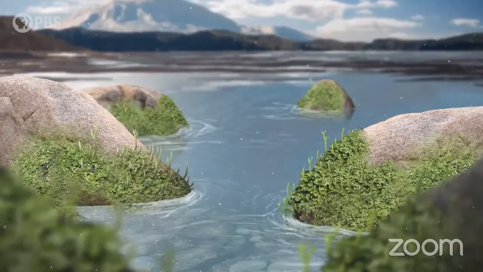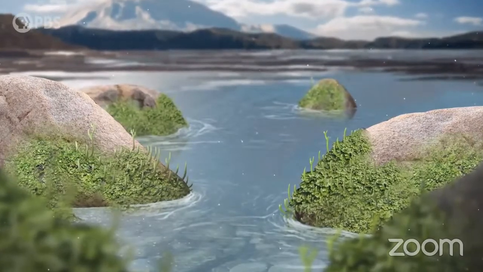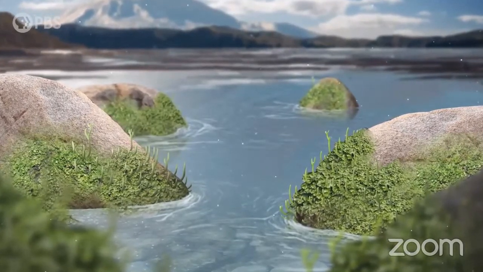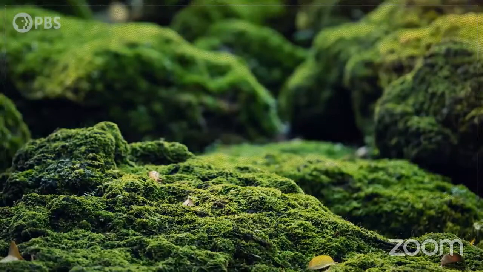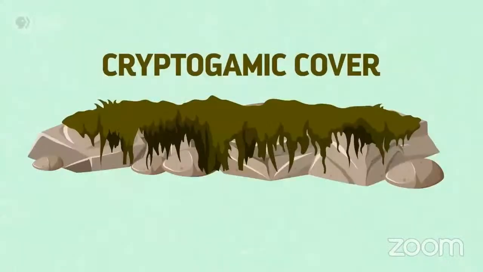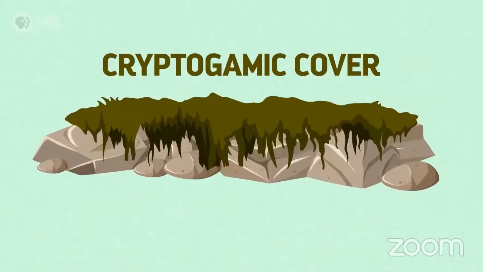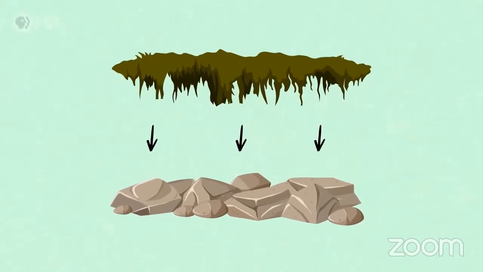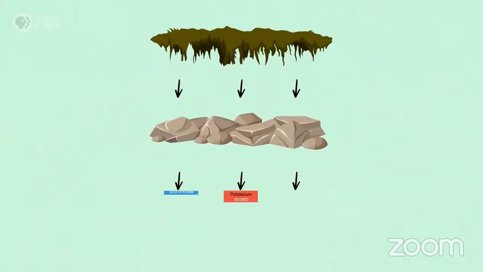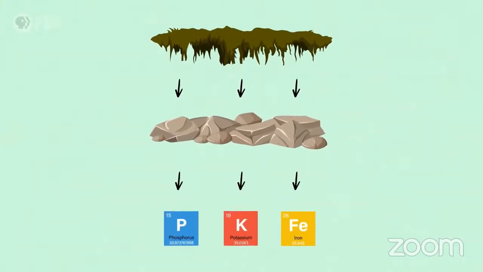And it looks like their tendency to cling to rocks is what would have spelled disaster for life in the ocean. Today, the scientific name for living material that clings to rocks is cryptogamic cover. And this cover doesn't just sit there, it interacts with the rocks, wearing them down over time and releasing minerals like phosphorus, potassium, and iron.